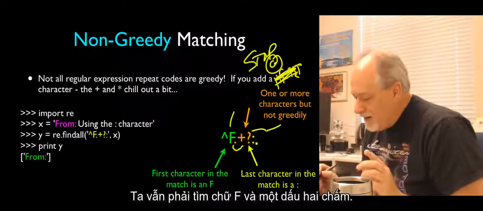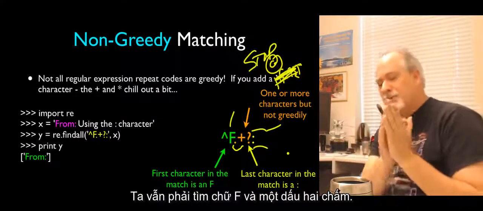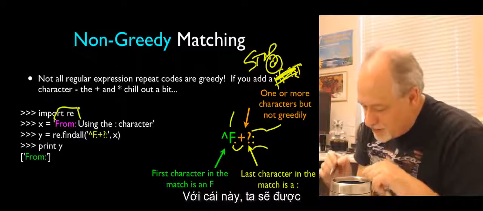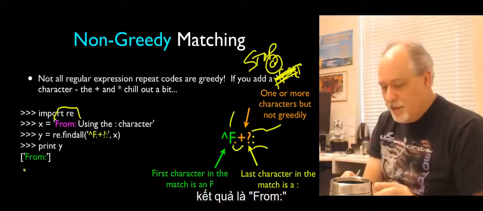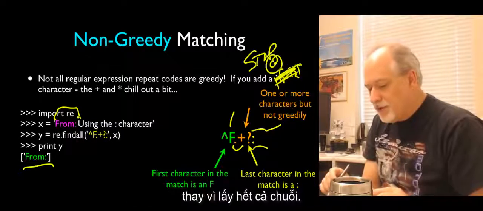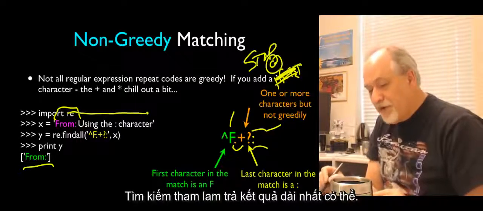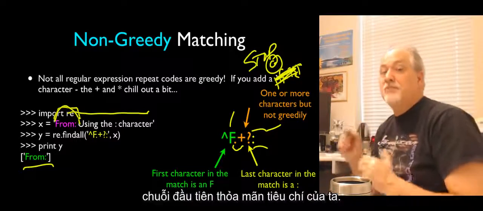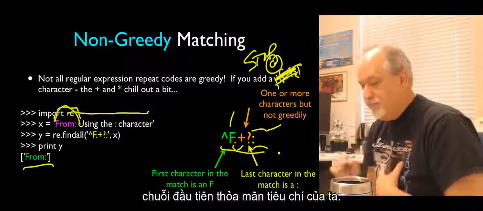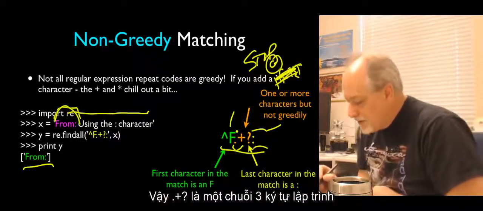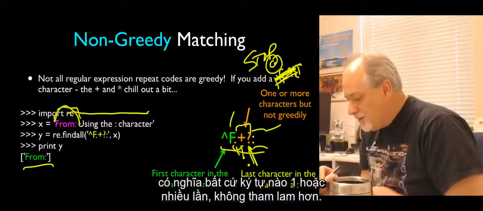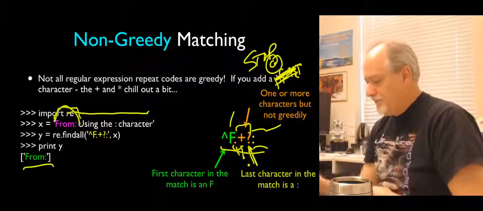We still need to find an F, and we still need to find a colon, but when you find the first colon, stop. And so what this does is this changes it so that what we match is from colon instead of going all the way. So the greedy match pushes as far as it can. The non-greedy match is satisfied with the first thing that meets the criterion of the string. So this is a little three-character programming sequence. Any character, one or more times, and not greedy.